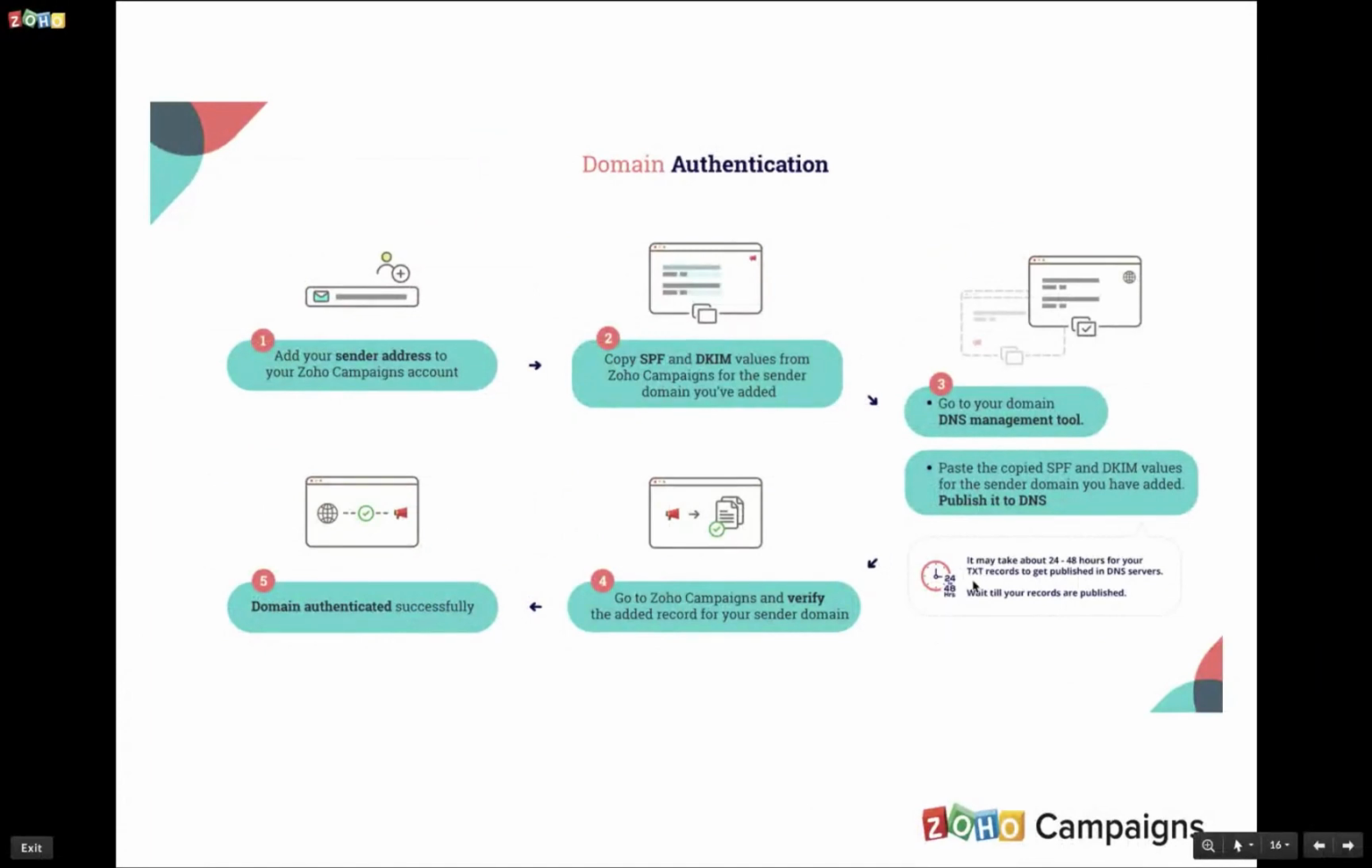As you can see, it's already mentioned here that it may take about 24 to 48 hours for your TXT records to get published in DNS servers. So you need to wait till the records are published and get your domain authenticated.